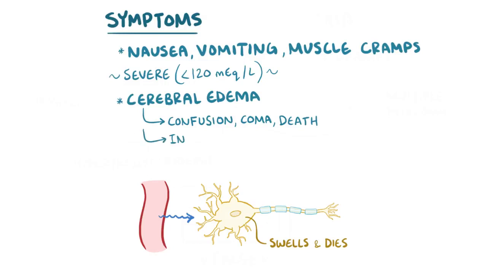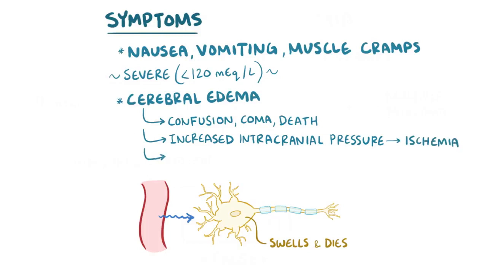It can also cause increased intracranial pressure, which can squash the blood vessels heading in and out of the brain, causing ischemia, as well as possible brain herniation, which can damage the respiratory centers in the brain and cause respiratory failure.